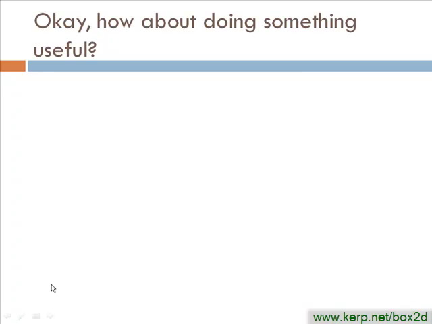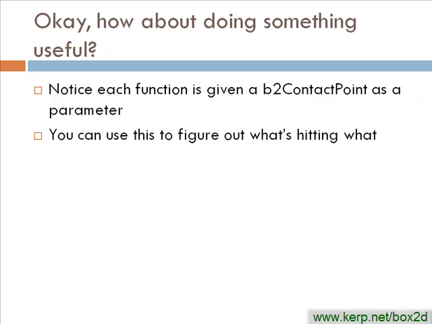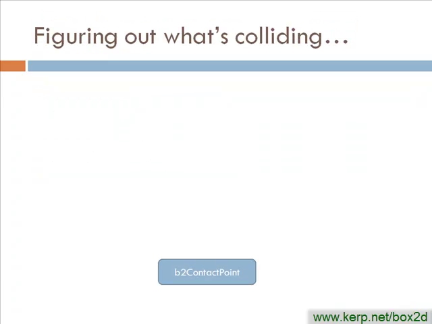And we can do that by looking at a parameter that's being passed to all of our functions in the contact listener. You'll notice that each function has a b2ContactPoint as a parameter. We're going to be able to use this parameter to figure out what's running into what. But it's actually going to take a little bit of work to work our way up to the actor level. What I mean is this.